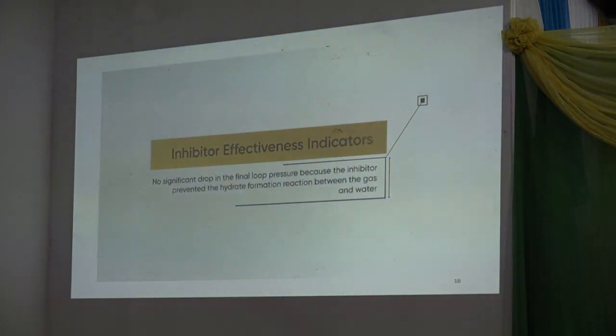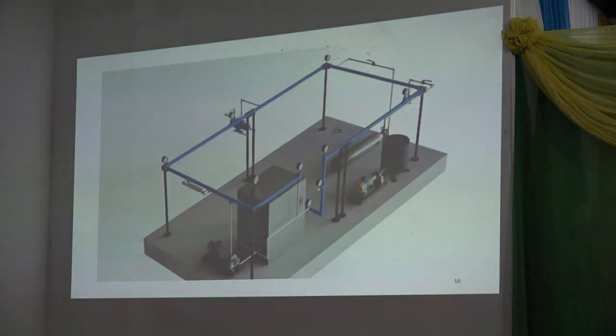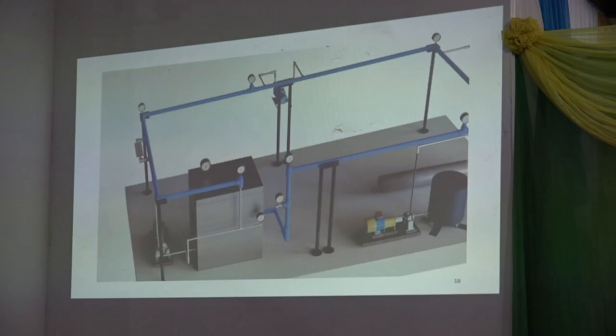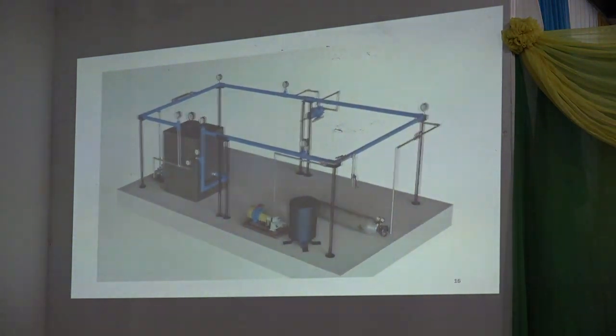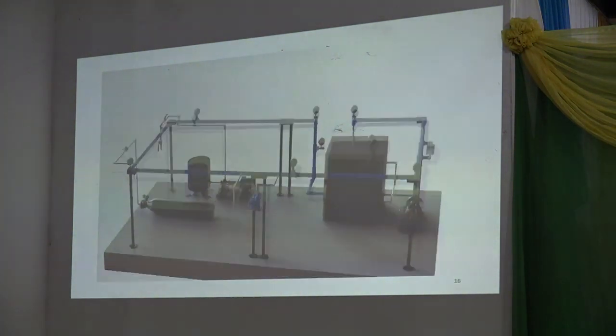3. No significant drop in the final loop pressure because the inhibitor prevented the hydrate formation reaction between the gas and water. 4. No significant change in the differential pressure between the inlet and outlet of the refrigerating unit because the inhibitor effectively prevented hydrate formation in the pipe walls. The mini hydrate loop can adequately predict hydrate formation in gas pipelines and can be used in screening and selecting kinetic hydrate inhibitors. Thank you.